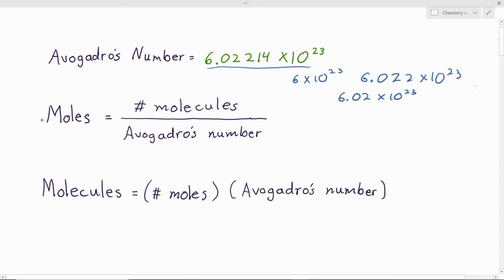Okay, so now for the equations here. To convert from a known number of molecules to moles, you would divide the number of molecules by Avogadro's number. And to convert from moles to molecules, you would multiply the number of moles times Avogadro's number. So Avogadro's number here, just remember, is the number of particles in 1 mole, and those particles are going to be very small, like molecules.